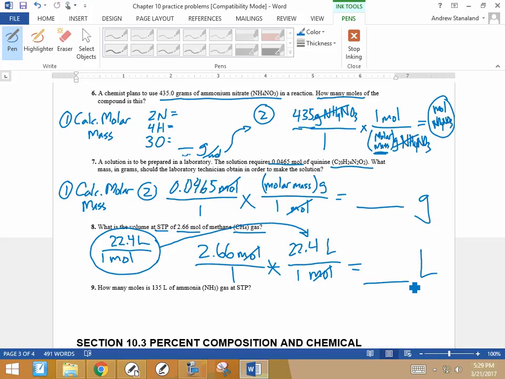Number 9 is just the opposite of number 8. Now you're going to be trying to get from volume, 135 liters, to moles. How many moles? You start with the volume, and you're trying to get to moles. How do you do it? Use the same conversion factor, except on bottom, you're going to have liters, so that liters will cancel. And on top, you'll have 1 mole, so that the units of your answer will be in moles. And we just need to substitute our conversion factor there. What else do we have?